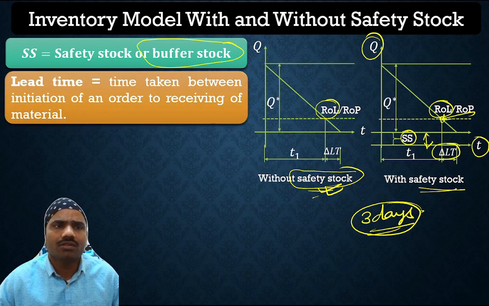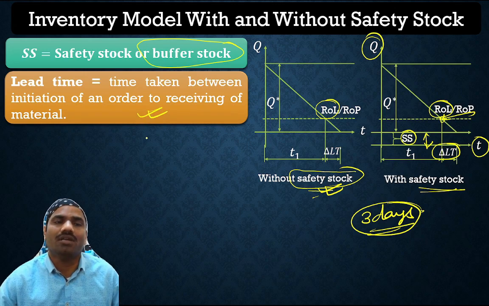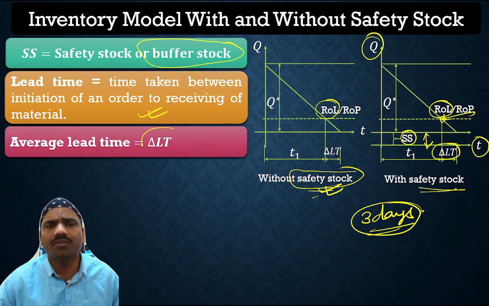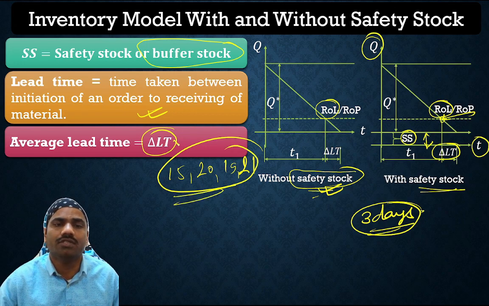So we will discuss the lead time. The time taken between the initiation of the order and receiving of the material is nothing but the lead time. Average lead time will be some value. If lead time varies from time to time, with values like 15, 20, 19, 21, we will take an average, and that will be the average lead time.